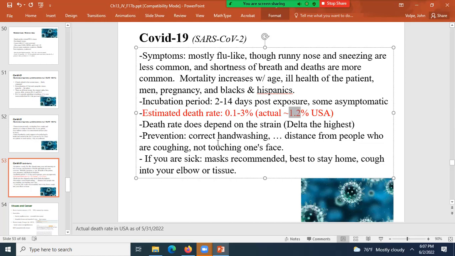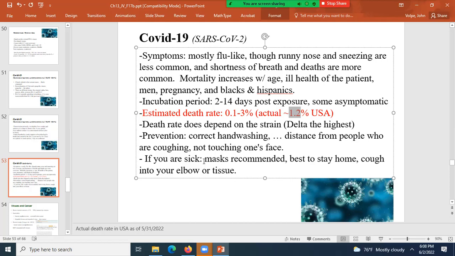Prevention: use correct hand washing. When you wash your hands, you should make sure the soap goes everywhere, and you should wash everywhere, as well as wash for 30 seconds. Keep your distance from people. That way you can't pick it up. Avoid people who are coughing. And then don't touch your face, especially if you've touched things. Don't touch your face until you wash your hands or sanitize your hands.